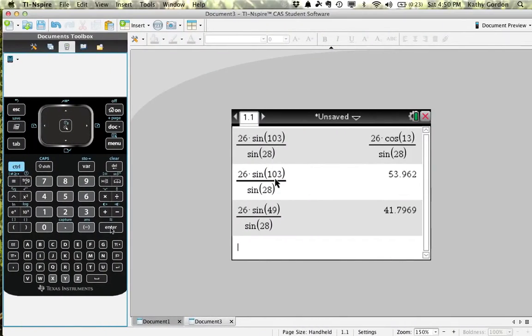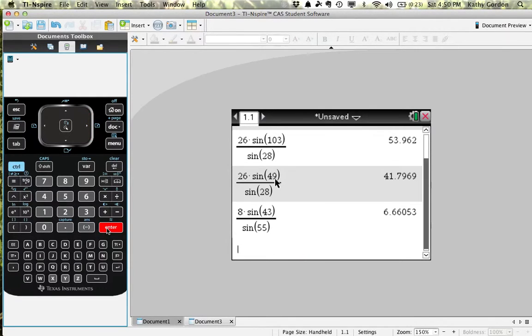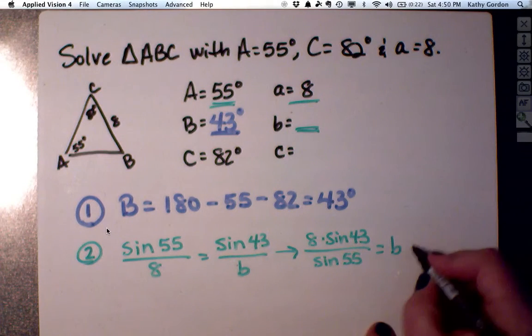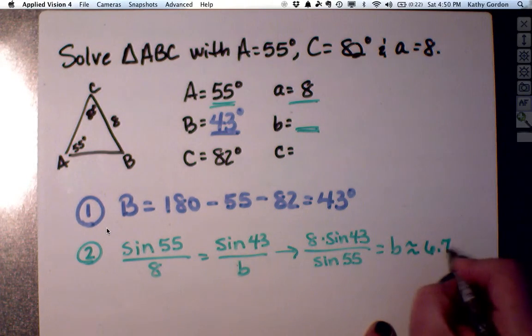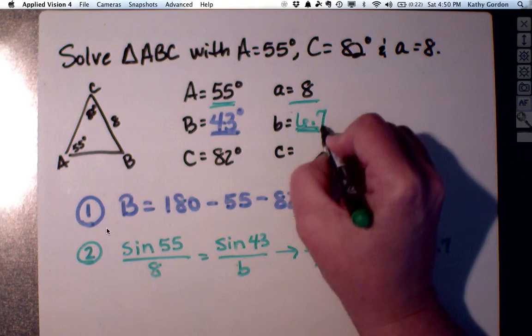So come over here to our calculator, take 8 times the sine of 43 and divide that by the sine of 55. Do the control enter so that we get the decimal, and we get 6.7 rounded to the tenths. So 6.7.